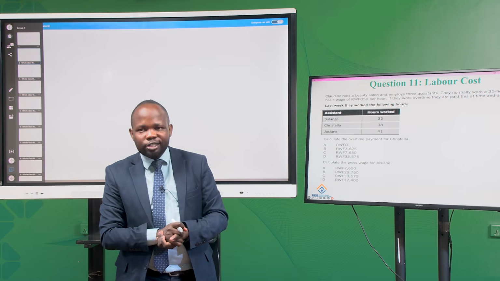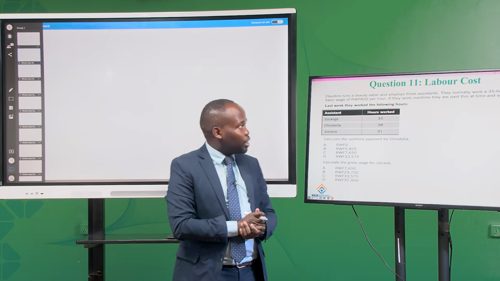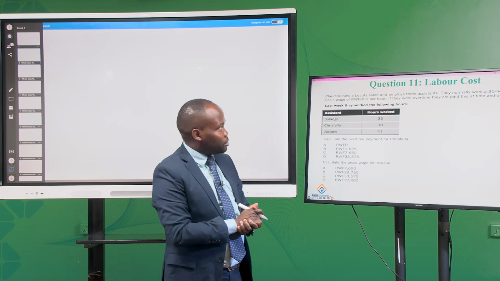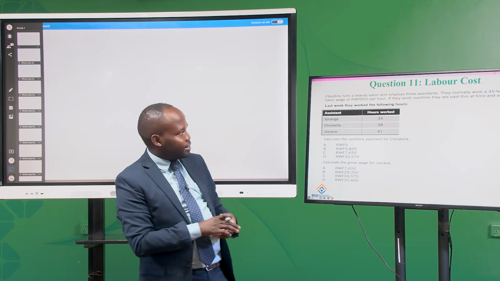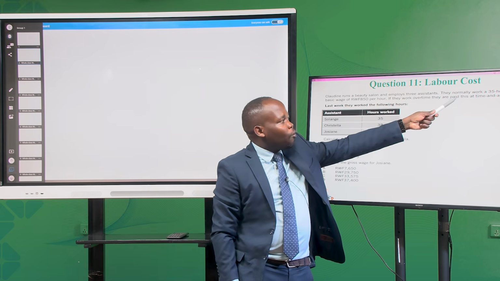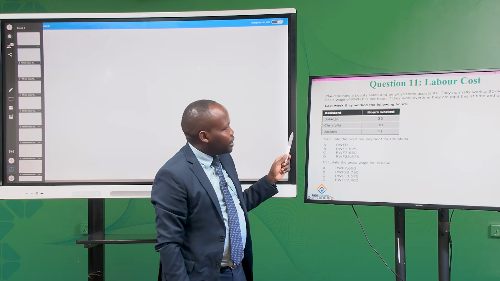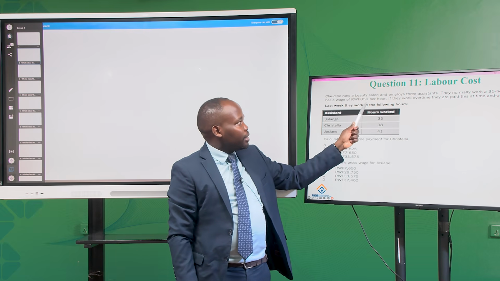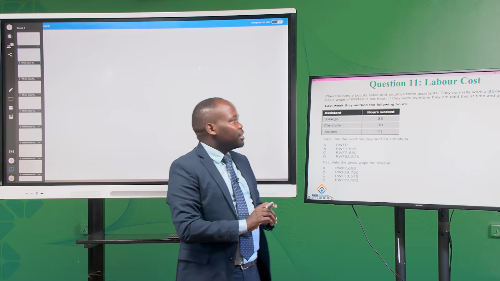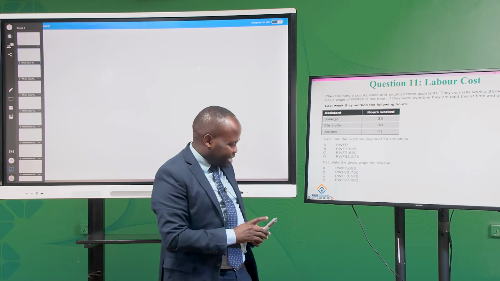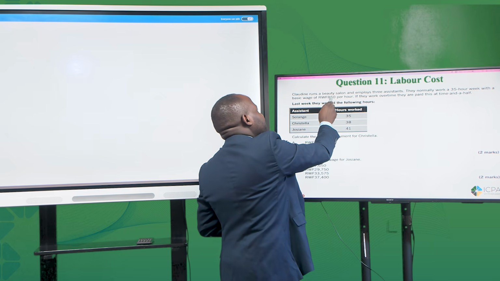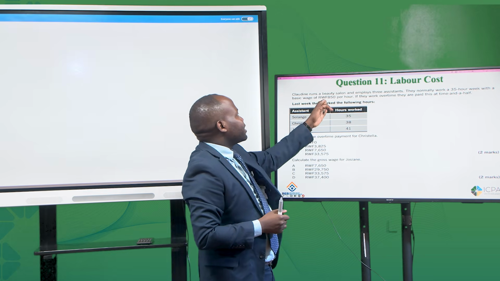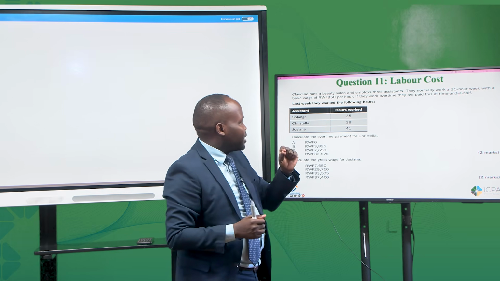Now this is numerical, it's computational. We are being told, question number 11, Claudine runs a beauty salon and employs 3 assistants. They normally work 35 hours a week with basic wages of $8.50 per hour. If they work overtime, you will take $8.50 plus a half of $8.50 to give you the overtime rate, or you just take $8.50 times 1.5, time and a half.